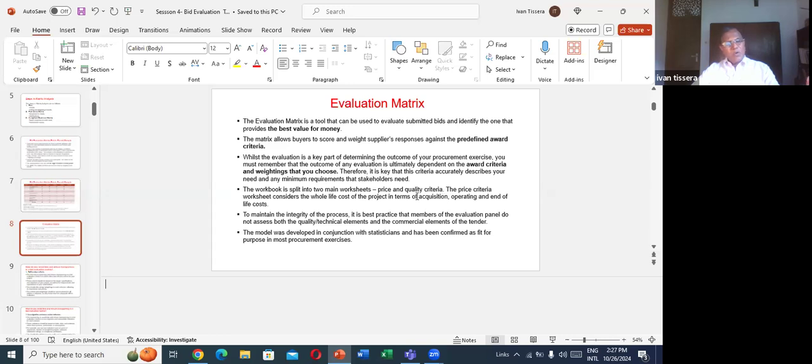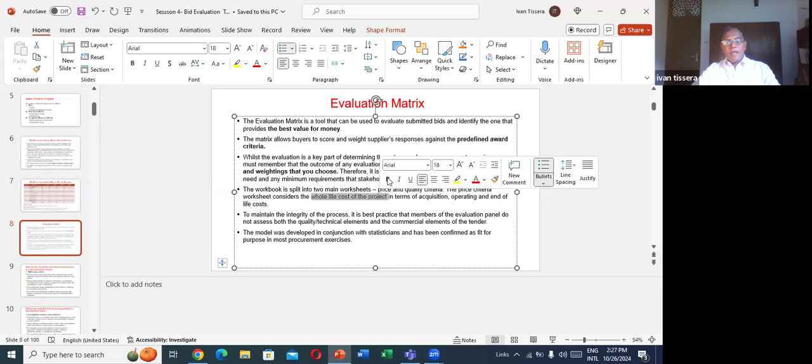Other than the price, all others are quality factors. The price criteria worksheet considers the whole life cost. Here also they say the whole life cost. I think you got an idea about the whole life cost or life cycle costing in terms of acquisition, operating, and end of life. That means disposal.